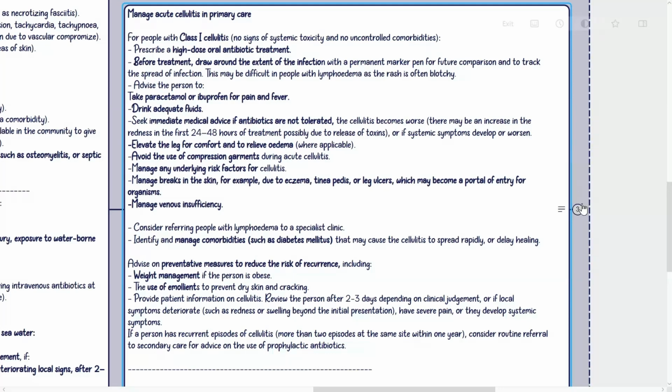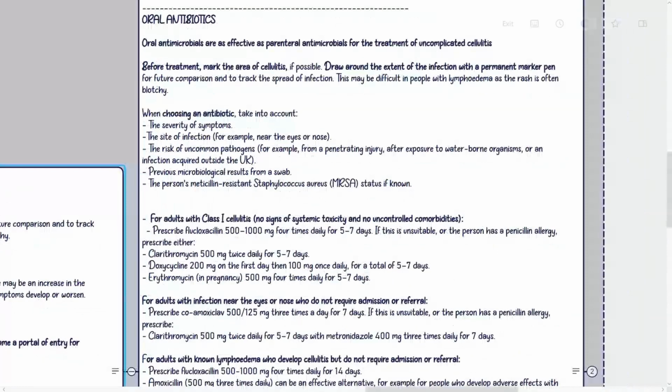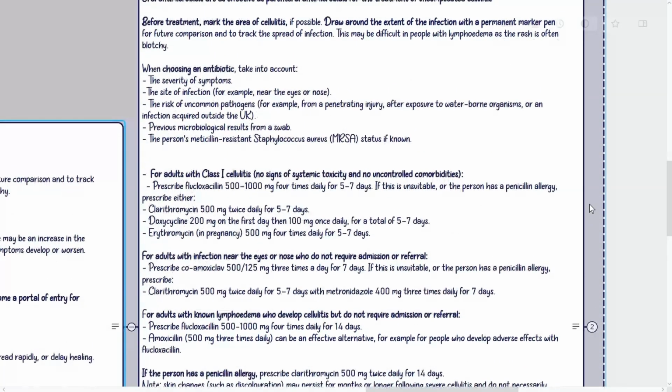Oral antibiotics. Oral antimicrobials are as effective as parenteral antimicrobials for the treatment of uncomplicated cellulitis. Before treatment, mark the area of cellulitis if possible. Draw around the extent of the infection with a permanent marker pen for future comparison and to track the spread of infection. This may be difficult in people with lymphedema as the rash is often blotchy.